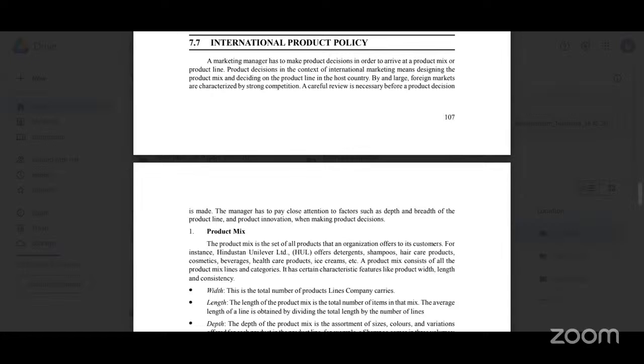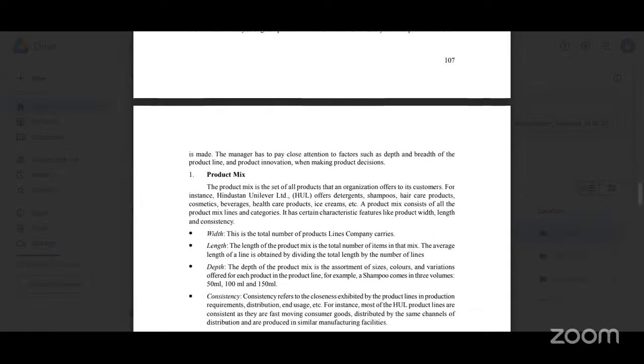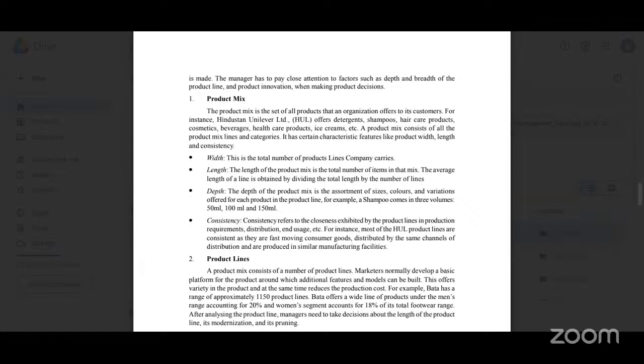By and large, foreign markets are characterized by strong competition. So a careful review is necessary for a product to be made. What does the manager have to do? They have to pay close attention to factors such as the depth and breadth of the product line and the product innovation while making product decisions. So, the product mix. If we were to look at an example, let us look at Hindustan Unilever Limited, or HUL.